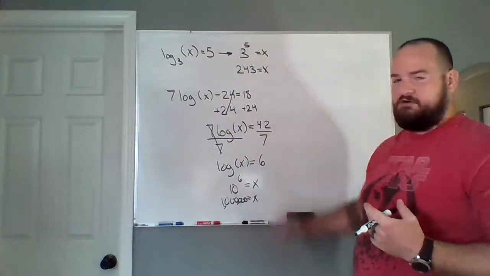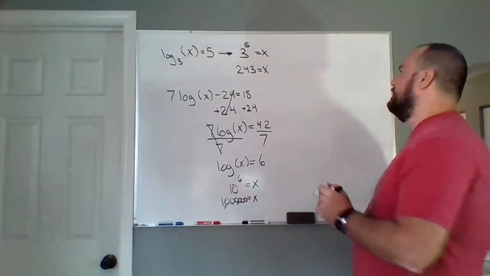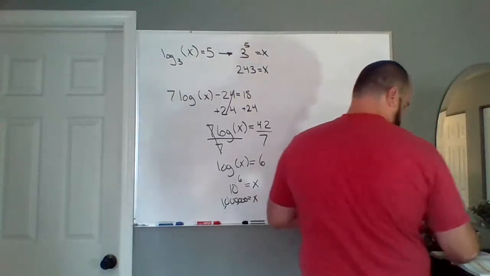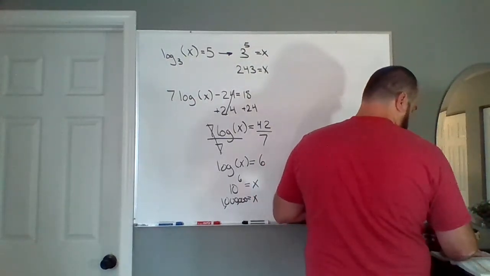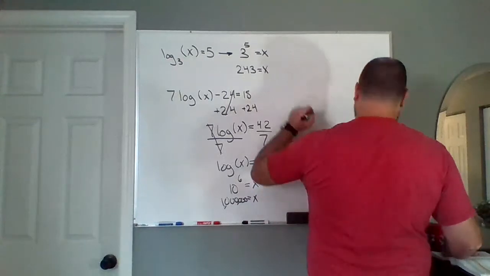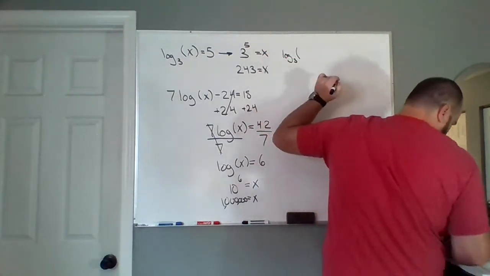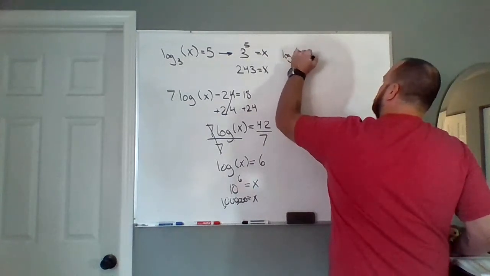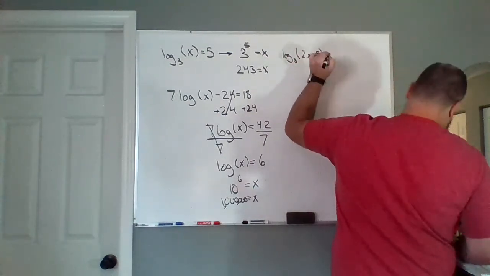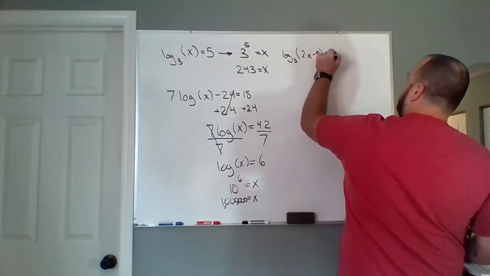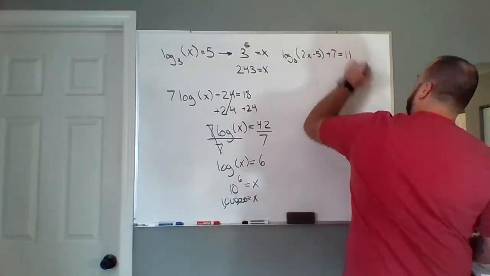We can just follow those simple steps. Now let's do something a little weirder, okay? Log base 3 of 2x minus 5, plus 7 equals 11.